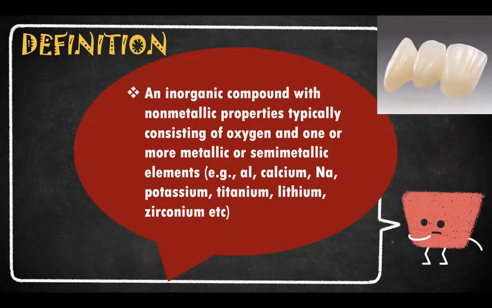By definition, ceramic is an inorganic compound with non-metallic properties, and it has got metal and semi-metallic elements also. The metal and semi-metallic elements are, for example, aluminum, calcium, sodium, potassium, titanium, lithium, zirconium, and the like.